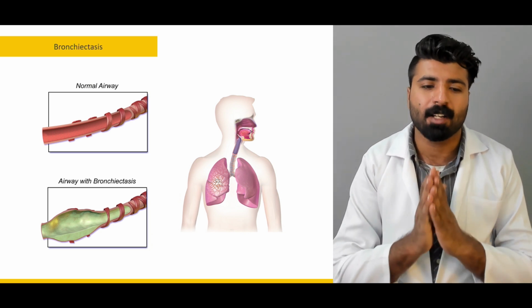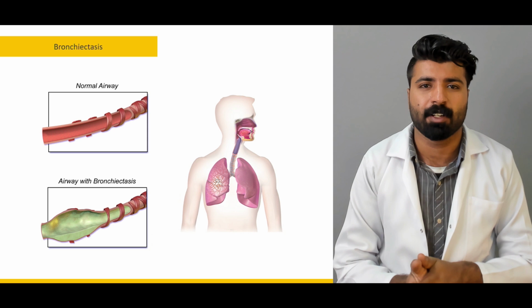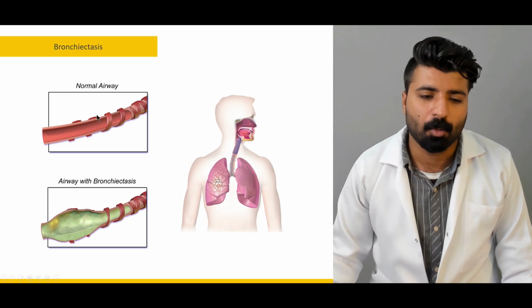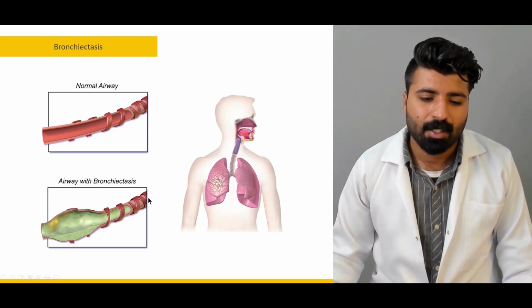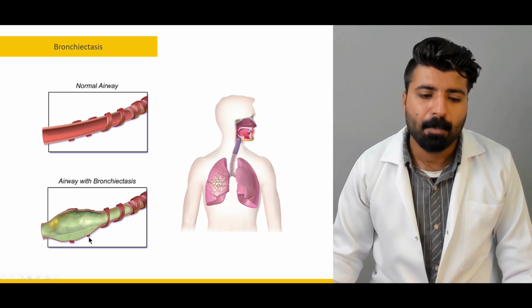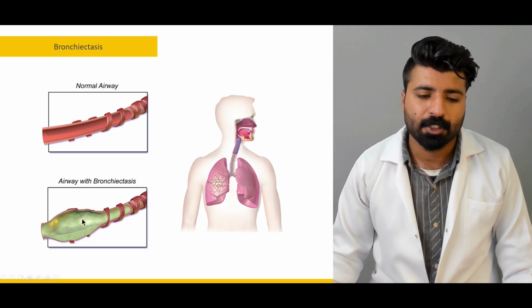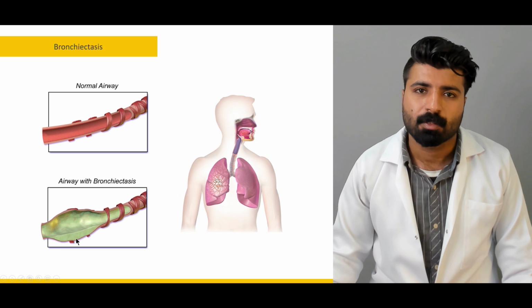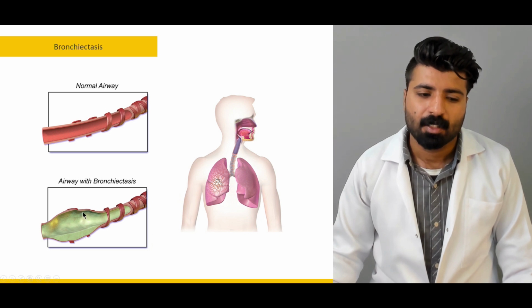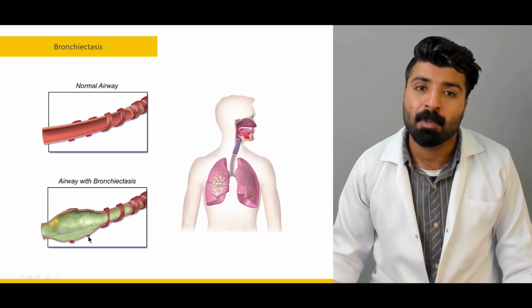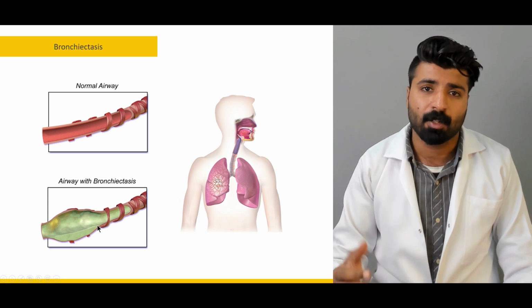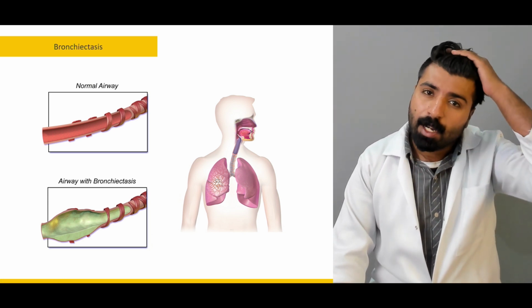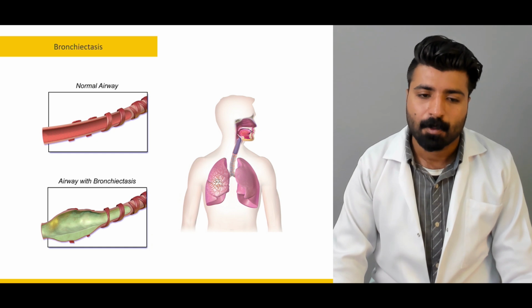It's permanent dilatation of the normal airway. As you can see, this is the normal airway. But what happened here? The permanent dilatation happened. Look at these fibers. A tear happened. So this is permanent dilatation of the airway, and this is called bronchiectasis.